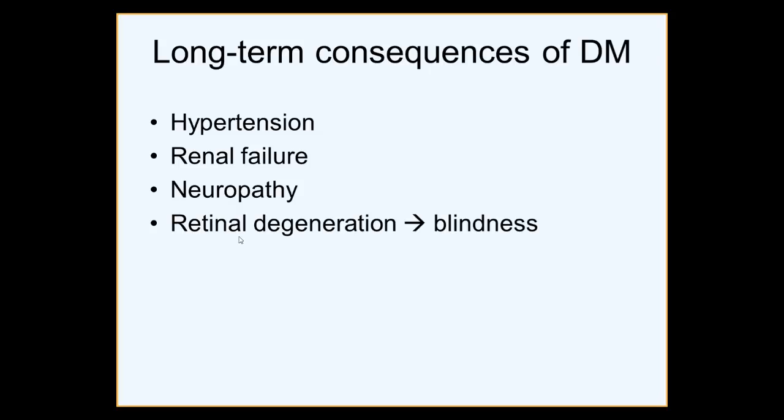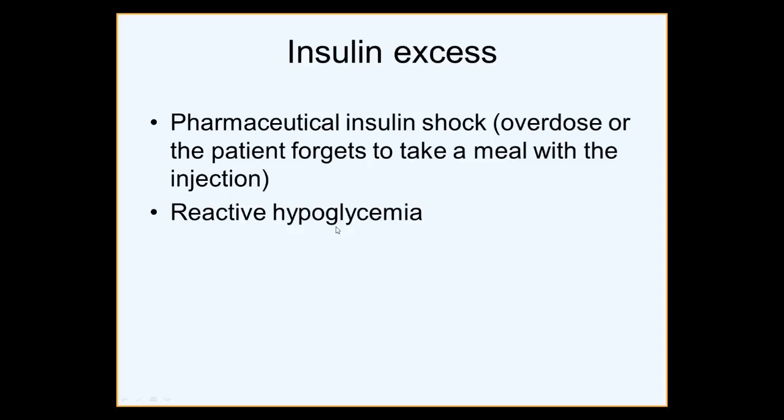Okay, long-term consequences of diabetes: hypertension, renal failure, neuropathy, and both neuropathy and vascular degeneration can lead to gangrenes. Retinal degeneration can lead to blindness. Diabetic retinopathy is one of the most important causes of blindness in Western society and the developed world.